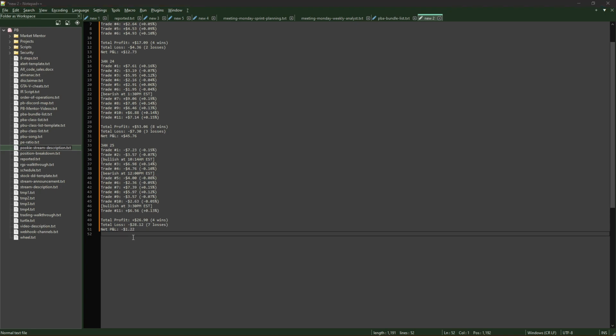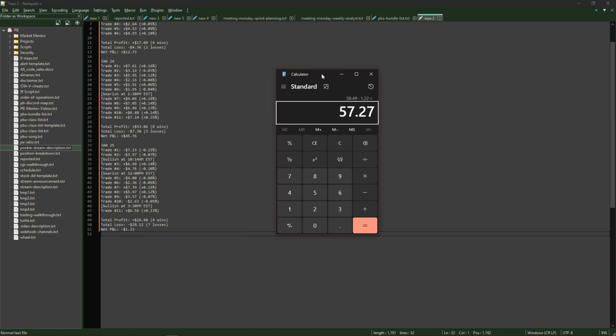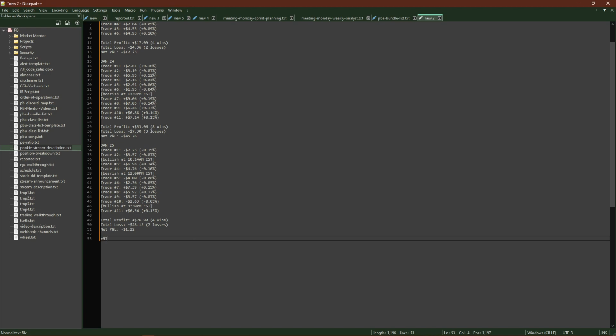So if I add these up, just for these 3 days, I do 12.73 plus 45.76 minus 1.22. The total profit range for this 3-day period, just using StocksBuddy and not doing options or anything like that, was plus $57.27, which is kind of bonkers.